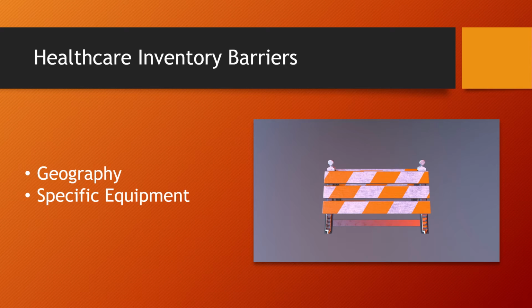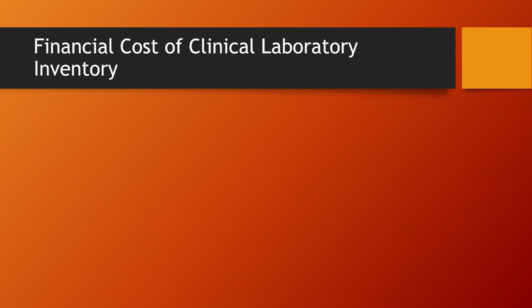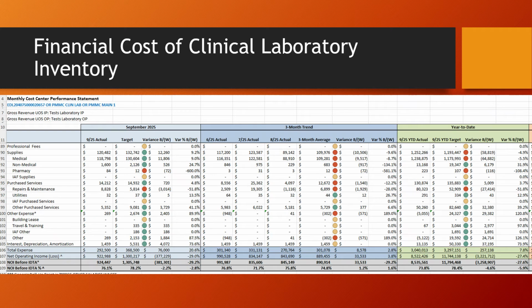Supplies and reagents are only able to get to this laboratory by air cargo and/or courier services from these farther locations. The laboratory in this case study runs a cost center performance statement analysis each month. This analysis has a 3-month trending analysis, and it also has a year-to-date actual spending versus a target budget spending, and it gives us a variance analysis.